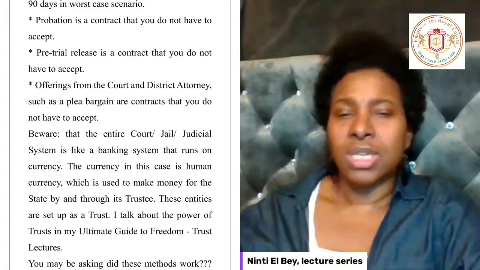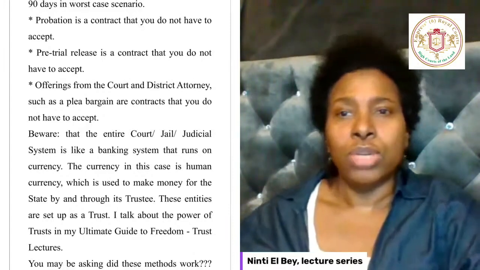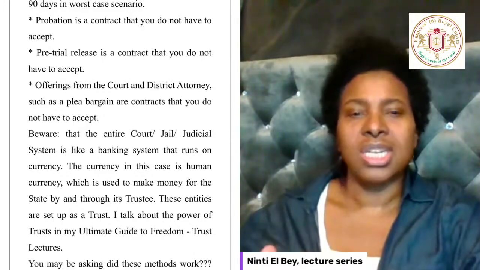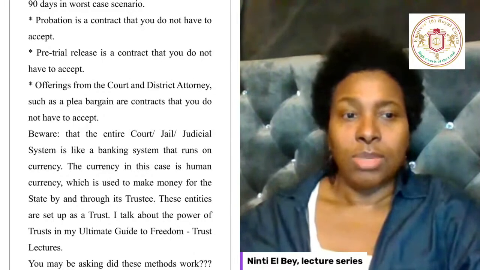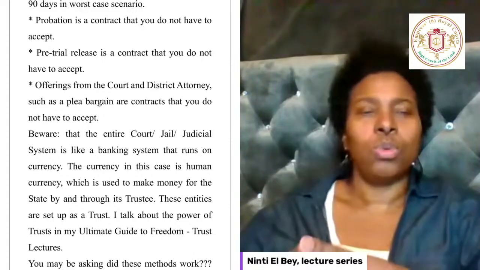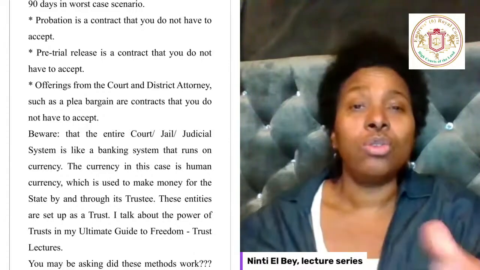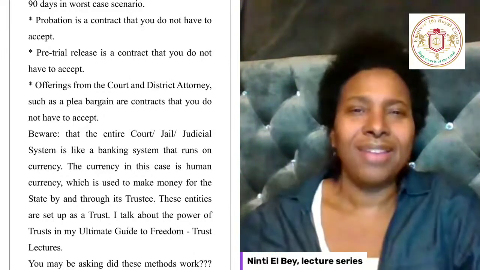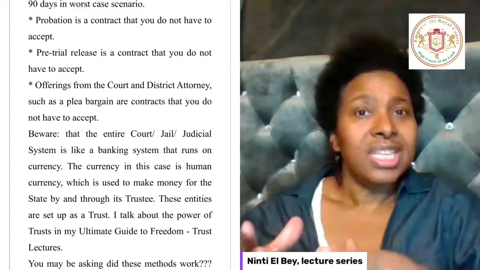They tried to force me into probation, which is a contract that you do not have to accept. Pre-trial is a contract that you do not have to accept. Any offerings from the court and district attorney, such as a plea bargain, are contracts that you do not have to accept. But because most people are in fear of what will happen after they're threatened with so many years or whatever this DA, district attorney, is going to tell you to put you in fear, to get you to agree to something. Remember, they don't have anything unless you tell them something, unless you agree to something. If you do not agree, they don't have anything.